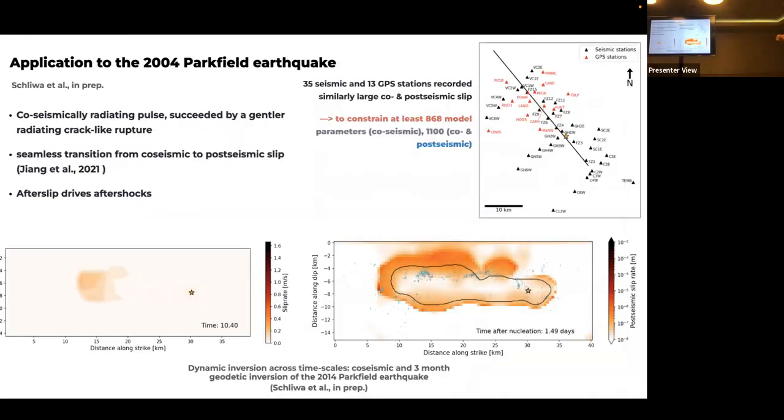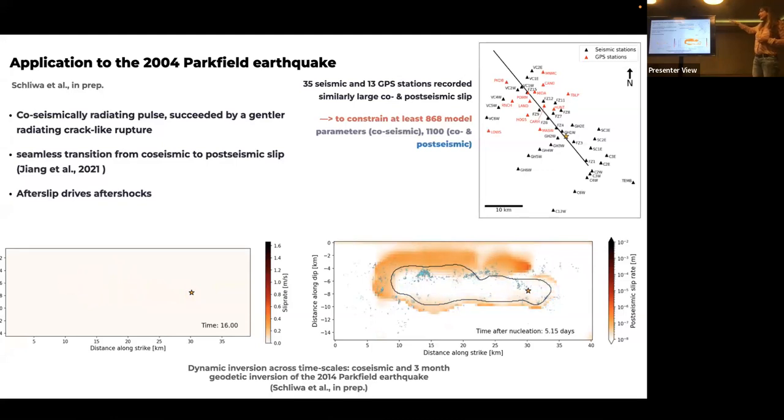We've been doing that now for Parkfield, and I really wanted to show that today. And just a couple of points here. So we've been using 35 seismic and 13 GPS stations, and this is preliminary work, so I'm really happy about any comments, as it recorded similarly large co- and post-seismic slip. So now we want to use these stations to constrain at least 868 model parameters on the co-seismic scale and 1,100 in total, co- and post-seismic.